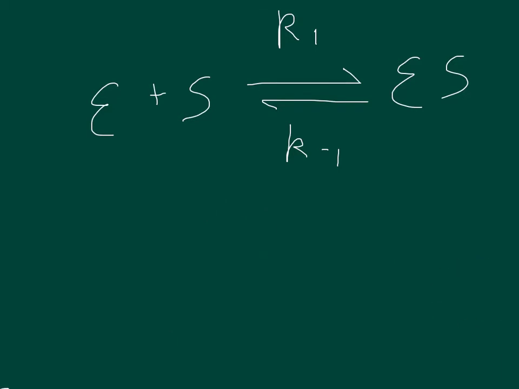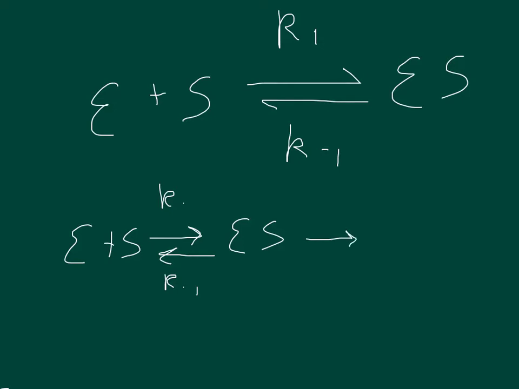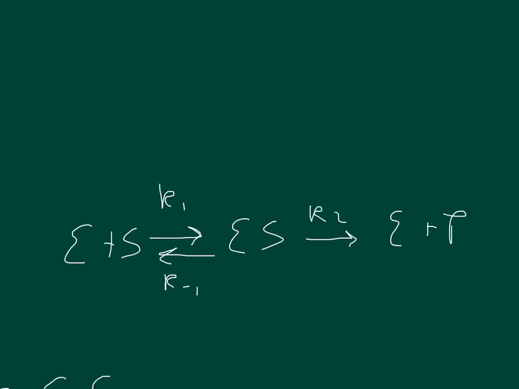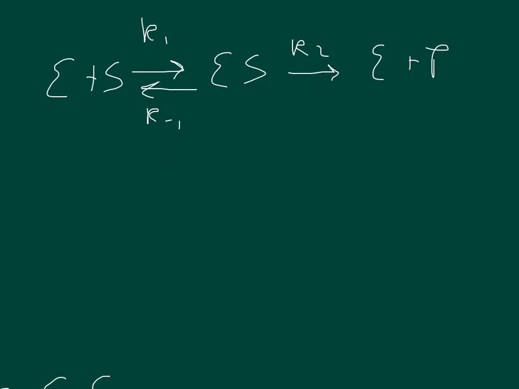Now let's bring in our products. So if we say that we have E plus S yields ES, enzyme substrate complex, and we have k1 here and k minus 1 here, and then we have the formation of enzyme plus product, and we'll call this k2. So let's move this up here.